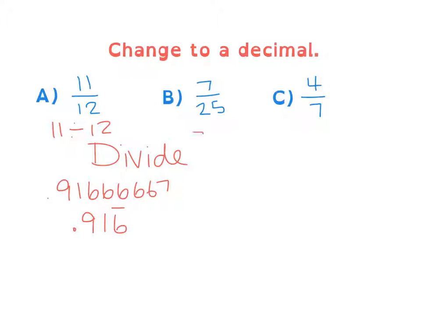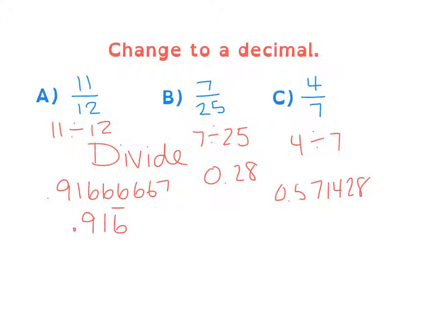Okay, so this one, 7 divided by 25. When you do that, it's 0.28. And then the last one, a little trickier, 4 divided by 7. You get 0.571428, and then it goes 571, etc., etc. The 571428, that all repeats.